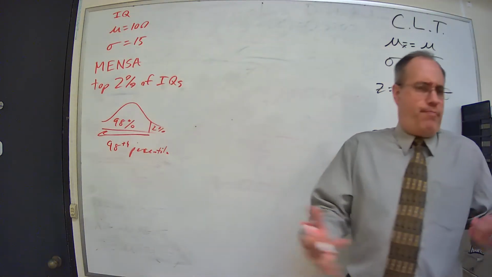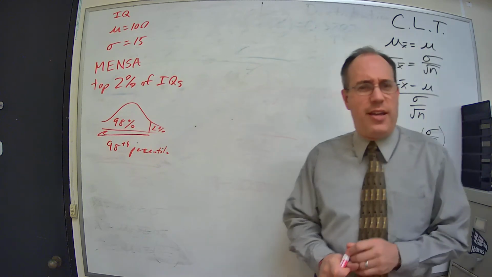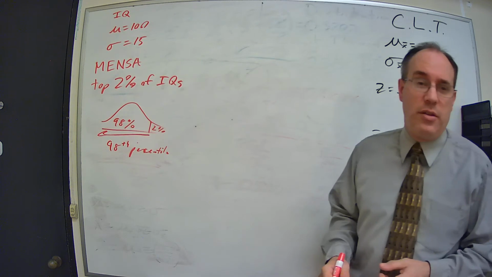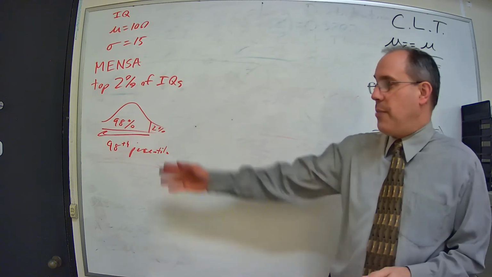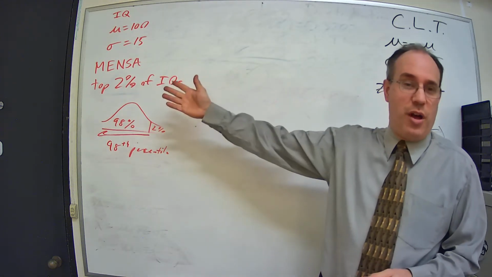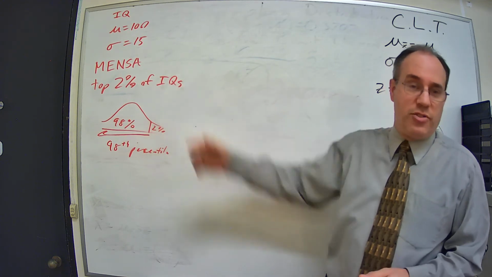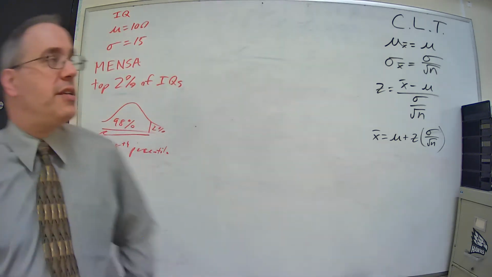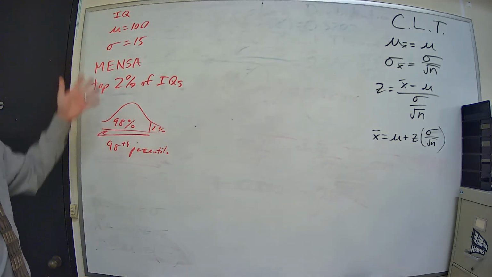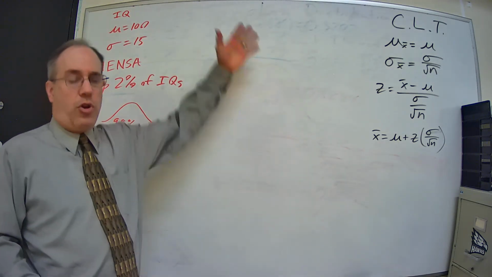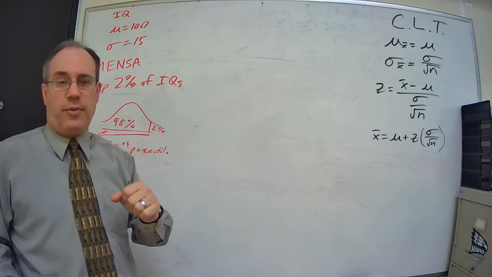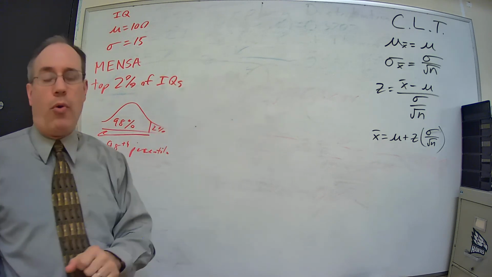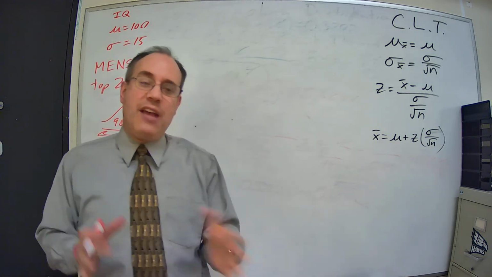And that's relatively distinguishing, right? That means that only 1 in 50 people qualify for Mensa. If you're the top 2%, that's 2 out of 100, 1 out of 50. So let's use this information and go through it forward, dealing with the central limit theorem, and then go through it backwards. In fact, we're going to do both the standard setup and using the central limit theorem.